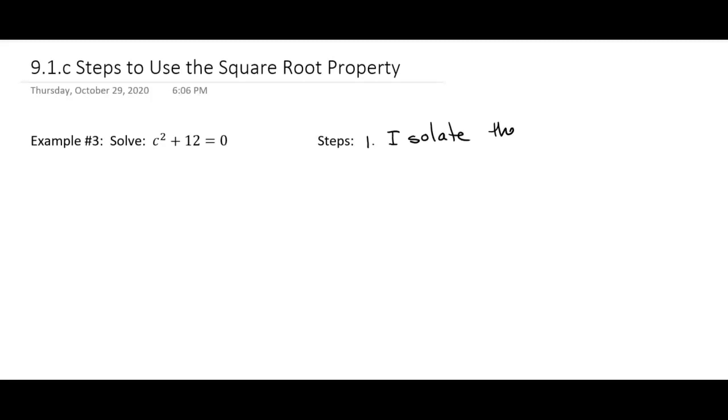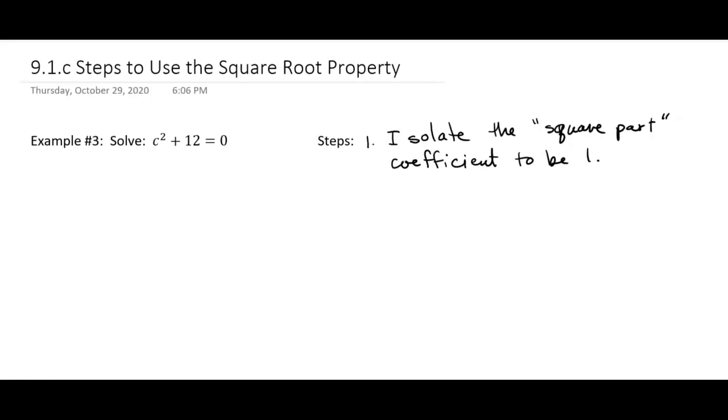the square part. So if you have x squared, whatever is being squared, that part, you got to get by itself. And it has to have a coefficient of 1. So like in the last video, we had a 2x squared, so we had to divide by 2.